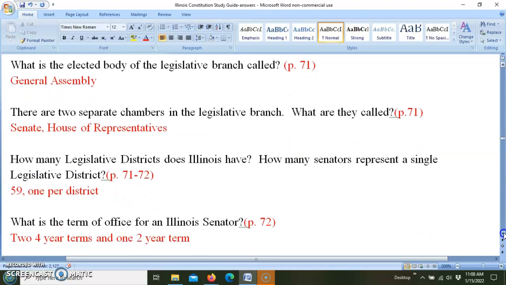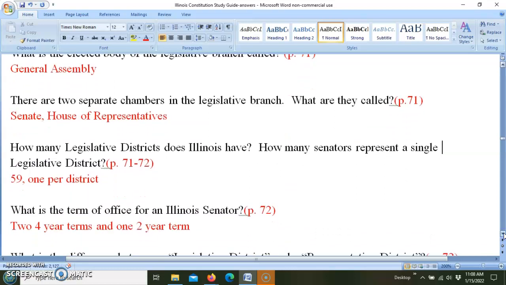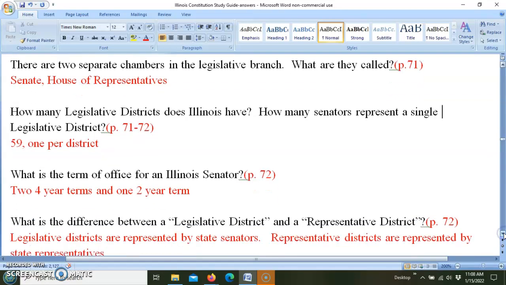Then we go down to how many legislative districts does Illinois have? How many senators represent a single legislative district? So there are 59 legislative districts and 1 senator per district. Next question. What is the term of office for an Illinois senator? And that is a cycle of 2 4-year terms and 1 2-year term. And that was done so that in most election years you will not have every senator up for re-election. We have the Senate divided into 3 different groups, and they then run on this odd cycle of terms.